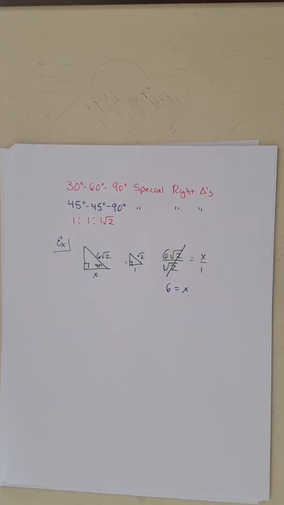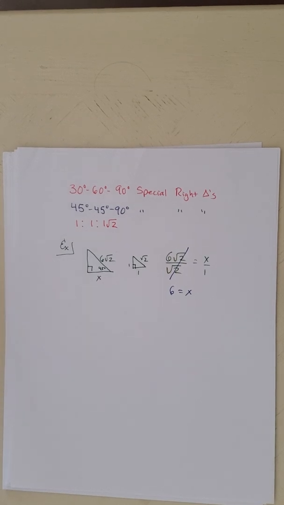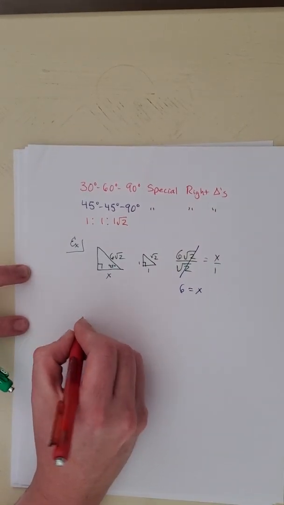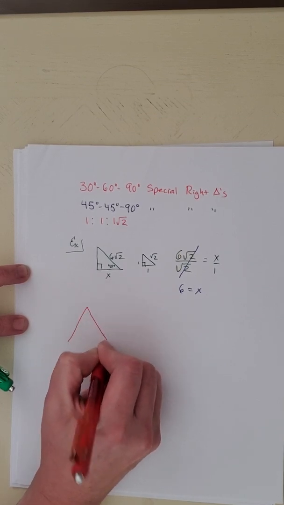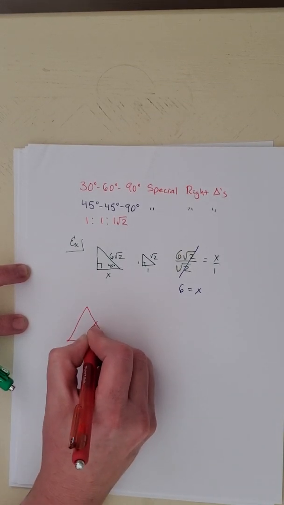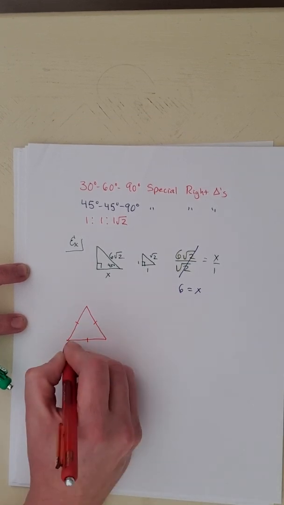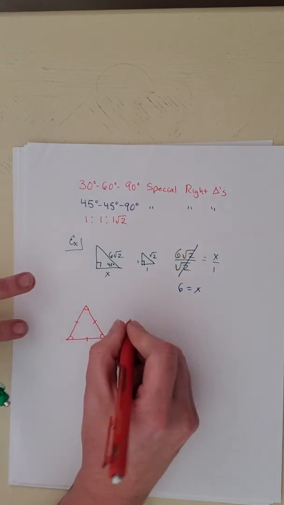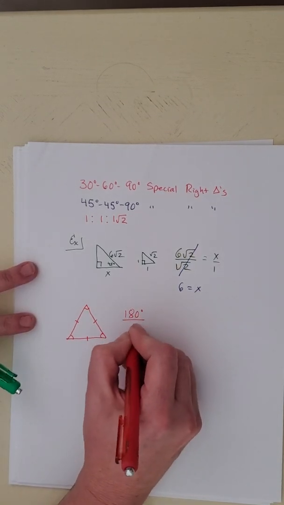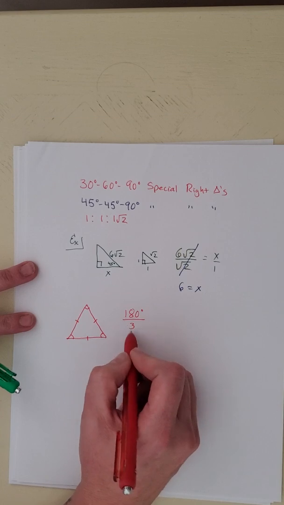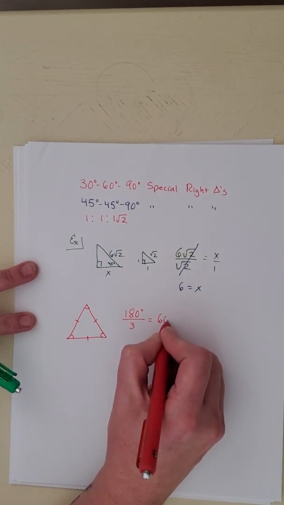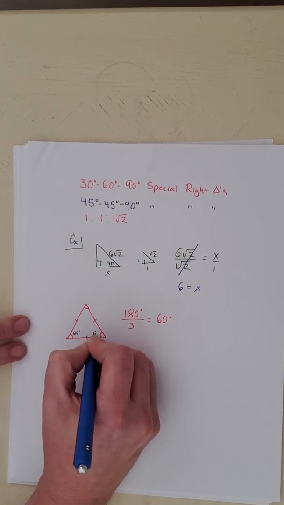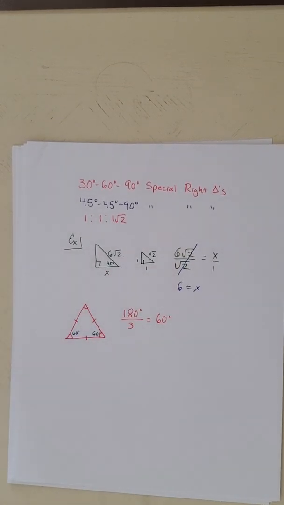All right, now let's take a look at what happens with 30, 60, 90 triangles. So in a 30, 60, 90 triangle, we're going to start off with an equilateral triangle. So this is an equilateral triangle, so that means that all sides are congruent, and that means that all angles are congruent. In fact, since there's 180 degrees in a triangle, if they're all sharing that 180, all three angles equally, that tells you that each angle is 60 degrees. So this is a 60, and this is a 60, and the top one's also a 60.